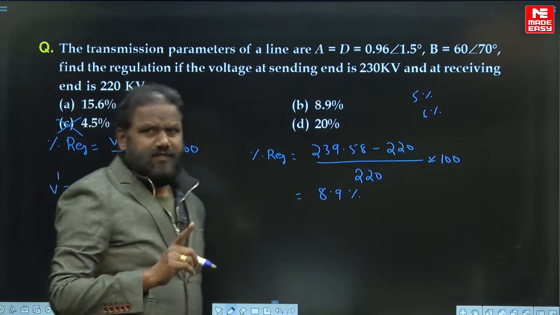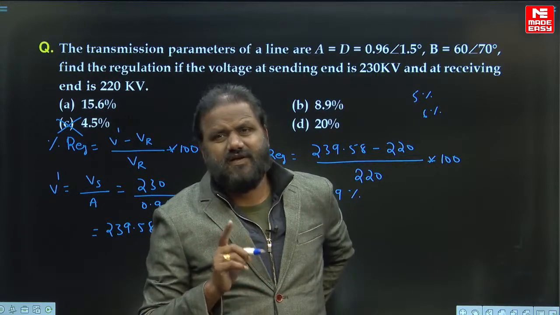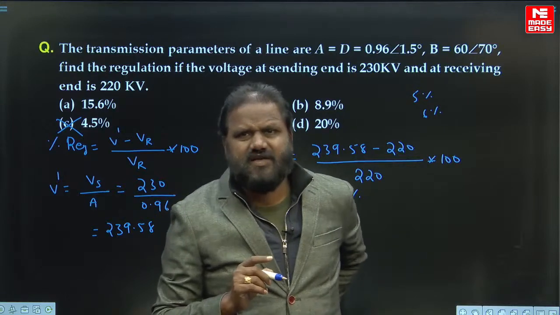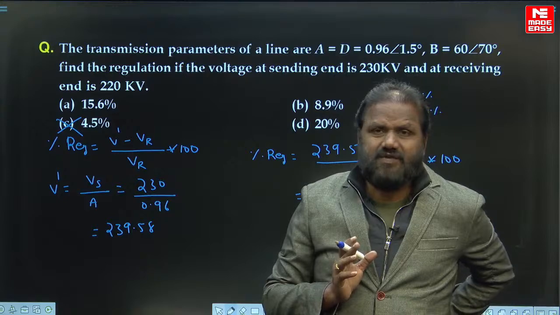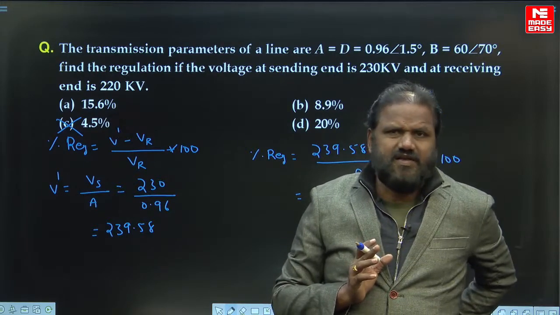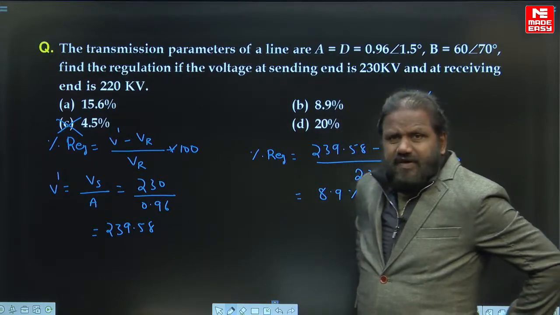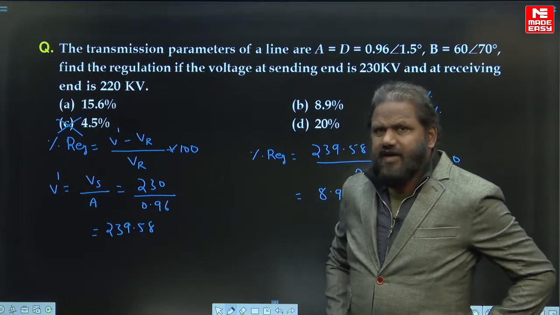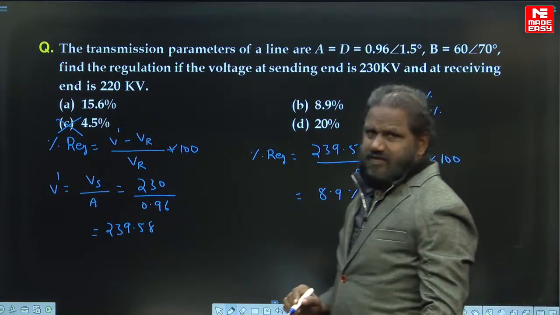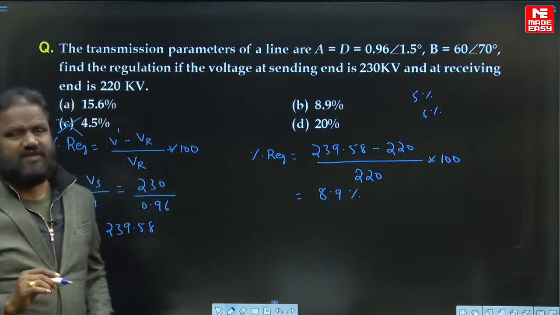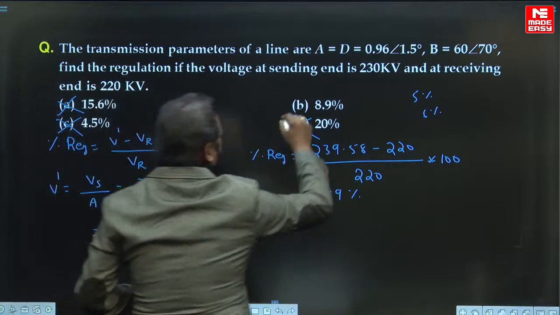And one more thing, mind this: the insulation coordination for every system is designed for 10%. A 100% rise of the current is acceptable, but a 10% rise of the voltage is so dangerous. That is the reason insulation coordination is designed for 10% for every system. So the regulation limits are 5%, 6%, but under no circumstances should regulation exceed 10%. Thereby this is the wrong answer, this is also a wrong answer, and this is the right answer.